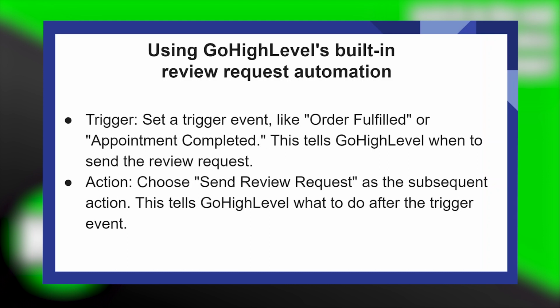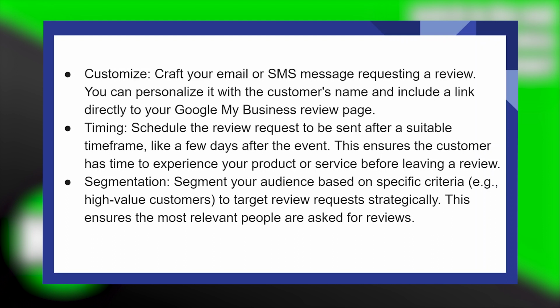Then, choose Send Review Request as the subsequent action. This tells GoHighLevel what to do after the trigger event. Here, craft your email or SMS message requesting a review. Also, you can personalize it with the customer's name and include a link directly to your Google My Business review page.